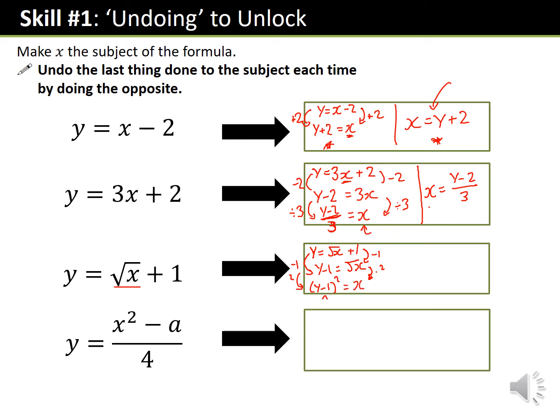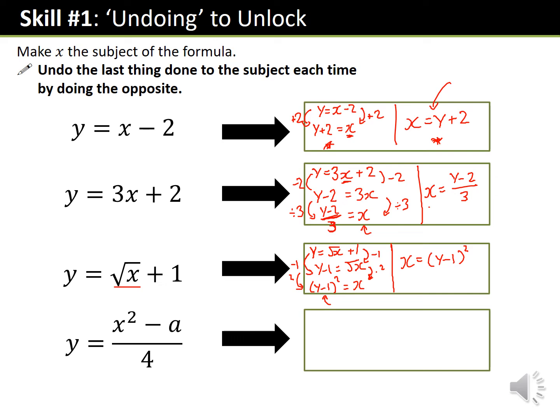So notice on this side, I've not written y squared minus 1 squared. I've not just squared each term, and that is really important. That is probably one of the most common mistakes with this kind of one. You can't just square each term, because that is not the same as squaring the whole side, which is what we're trying to do. So our final answer would be x equals y minus 1 squared.